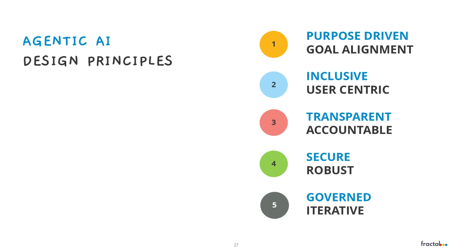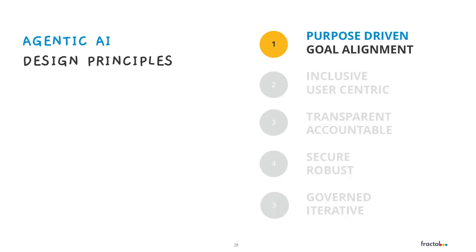But goal alignment, inclusivity and user centricity, transparency and accountability, secure and robust, governed and iterative are 5 very critical examples of good design principles that we should follow. And I'll take a few quick examples to make this real.